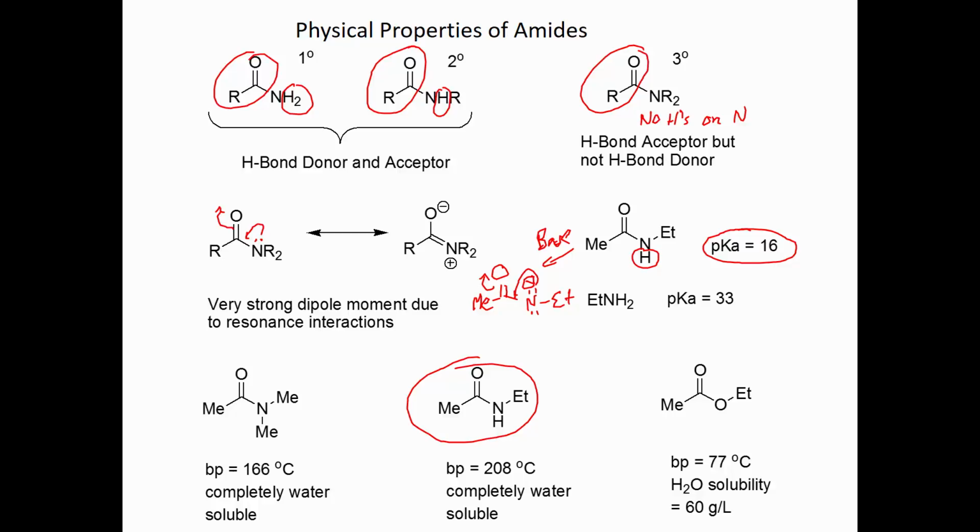This is something we're going to cover in the next chapter, but we may need to allude to it in a couple of cases here. Amines are basic. Amides are only very weakly basic. And this is because the lone pair at nitrogen is busy doing this resonance interaction that we see over here.